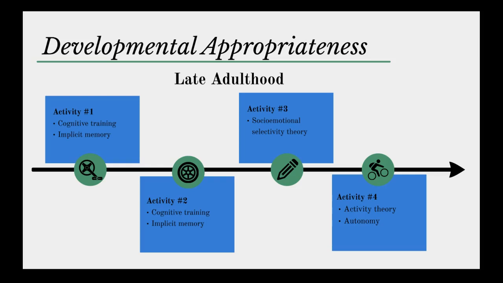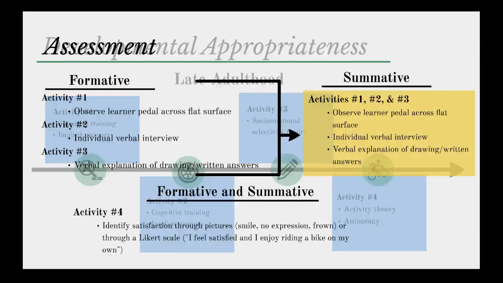Activity 4 aligns with the activity theory, which states that the more active and involved older adults are, the more likely they are to be satisfied with their lives. Exercise can lead to independent lives, reduce the risk of chronic diseases, and improve cognitive functioning. It can also increase feelings of autonomy, control, and self-determination to lead to a more fulfilling lifestyle.